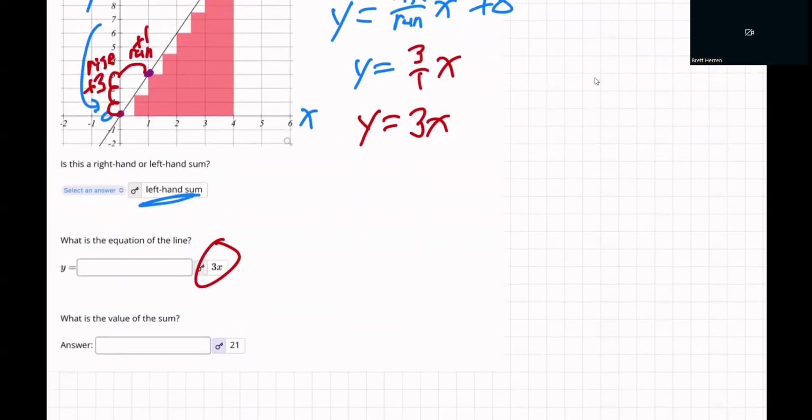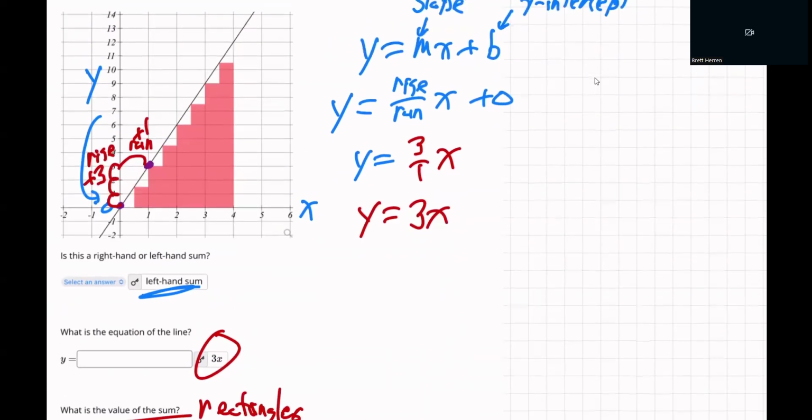Okay, now what's the value of the sum? Meaning the rectangles. It wants us to add up the rectangles, which is just going to be an approximation for the area under the line, but that's what they want. So how are we going to do it? Well, let me erase what we just did and go back to each of these rectangles.